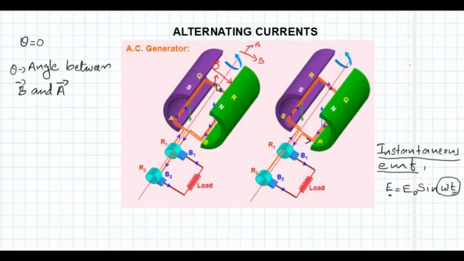So here this is the area vector, right? This is the plane of the area, and the area vector is perpendicular to this plane of the area. Now you can see that these two are perpendicular. So we may represent it like this: B and A are perpendicular. So the angle between B and A is equal to what? 90 degree. Theta is equal to 90 degree.